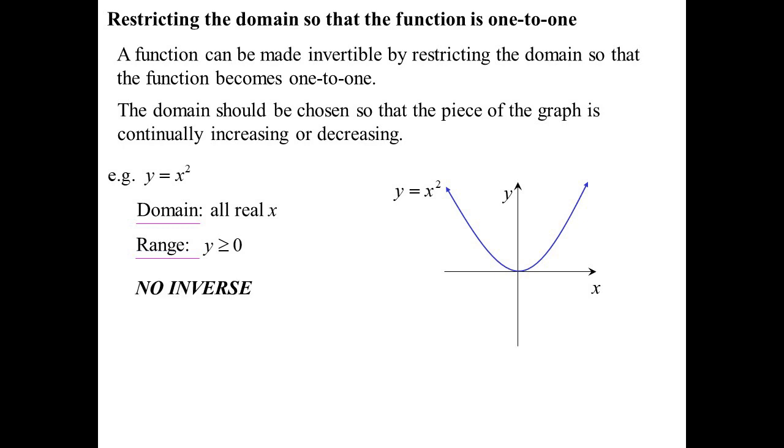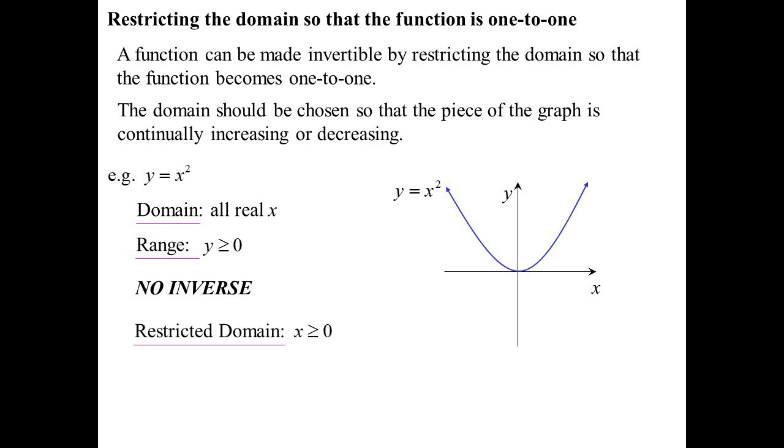We need to get a piece of that parabola, which is continually increasing or continually decreasing, and ends up getting the range. If we can, I've got two choices here. I could go from 0 all the way to infinity. That would get the complete range. Or of course I could go from minus infinity to 0 as well. So I do have a choice. We tend to go with the positives if possible.